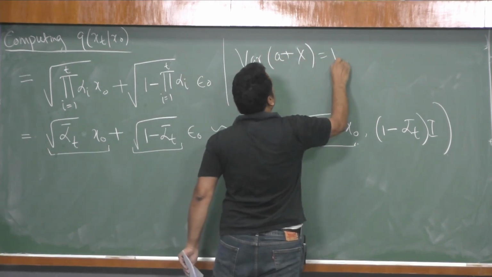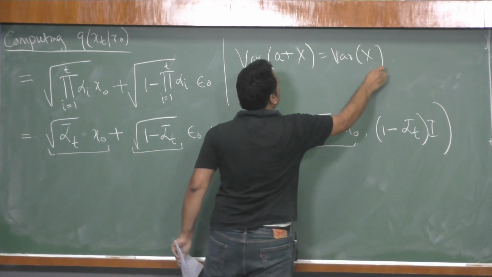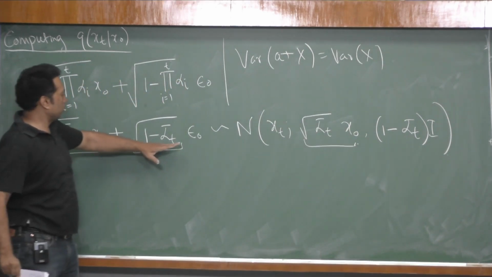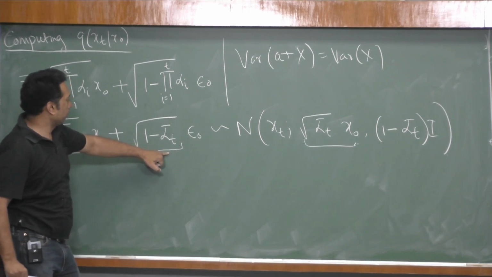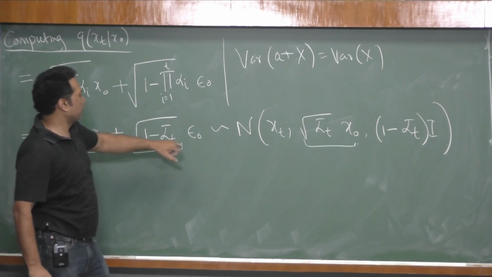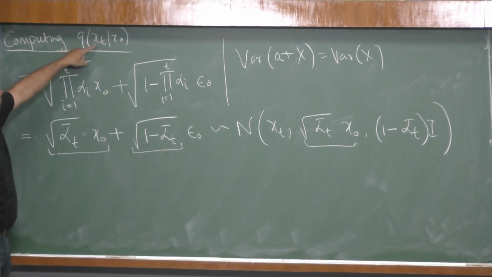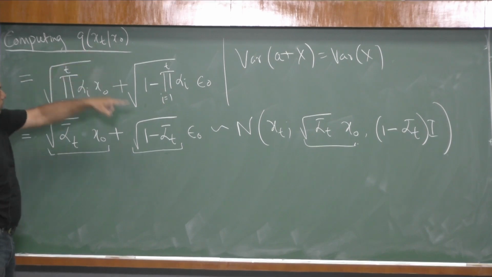So variance of a plus x is variance of x. Hence this guy has no role in the variance. The variance is picked up only from here, and this is the standard deviation, so the variance would be the square of that. So we know a form of these. We were computing this, right? So xt we were computing, and this is the form of xt.